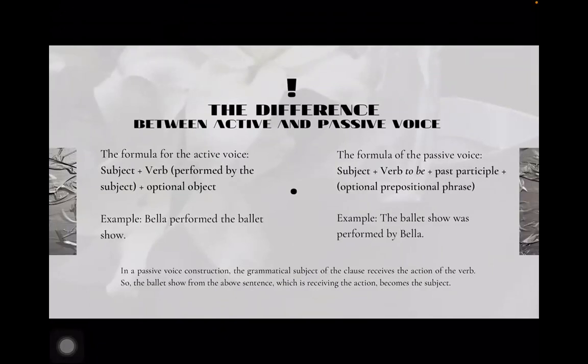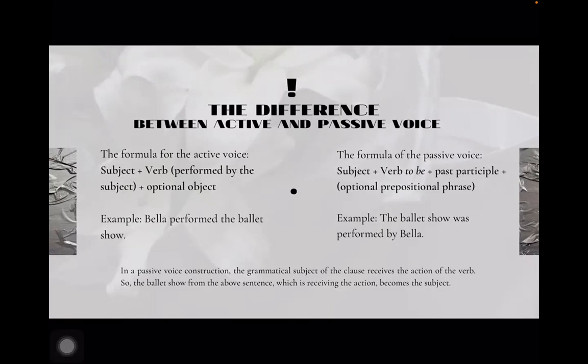The formula of passive voice: subject, verb to be, past participle. Example: the ballet show was performed by Bella. In a passive voice construction, the grammatical subject of the clause receives the action of the verb. So the ballet show, which is receiving the action, becomes the subject. And by Bella is a prepositional phrase that tells you who the performer of the action is. But she is no longer the grammatical subject. A passive voice construction can even drop her from the sentence.